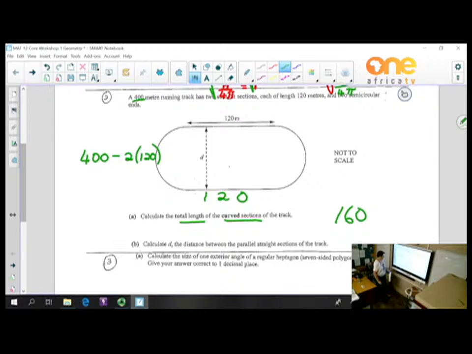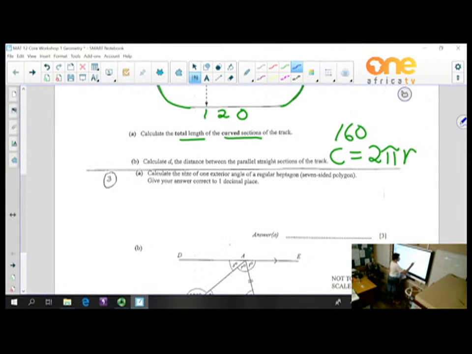And then they say, calculate D, the distance between the parallel straight sections of the track. Now, because it is the 2 curved sections, this will form a full circle. So that means that that is actually the circumference that we have there. So the formula that we will use here is circumference is 2 pi r. And we know now that the circumference is 160.